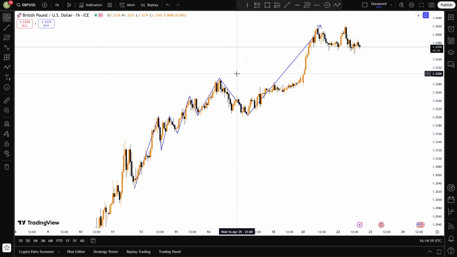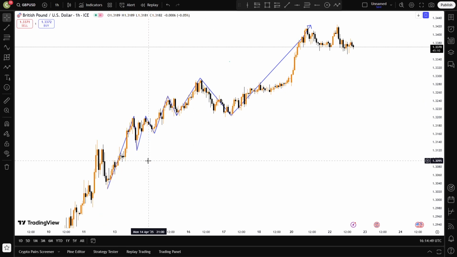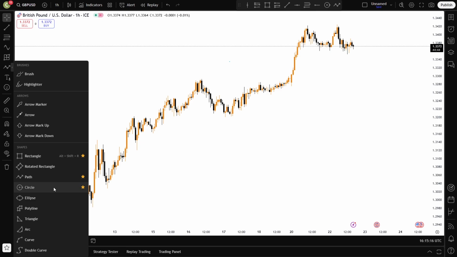Okay, so as you can see, the path tool will help you to understand the markets that you may find confusing, because the candlesticks can sometimes be tricky, and the path tool will just help you to identify the trend of the markets and any market structure that you may find confusing. And the next one under the path tool is the circle tool.